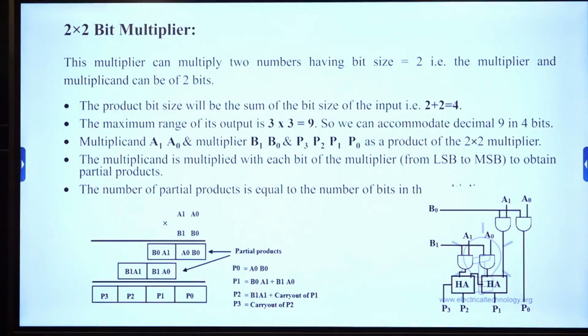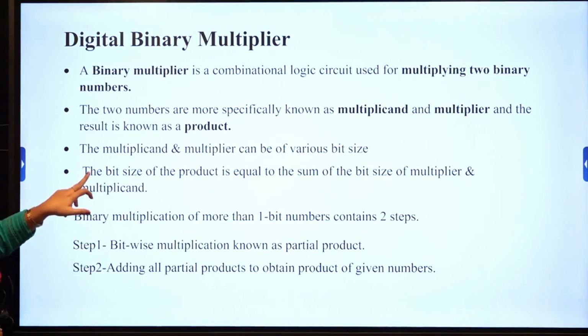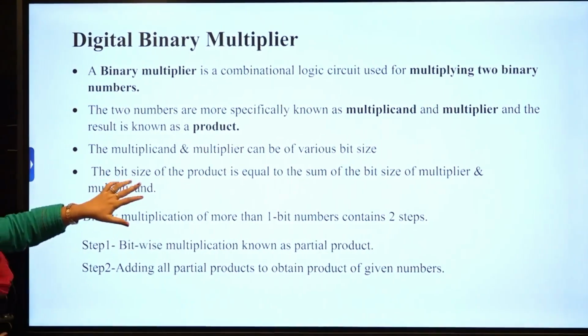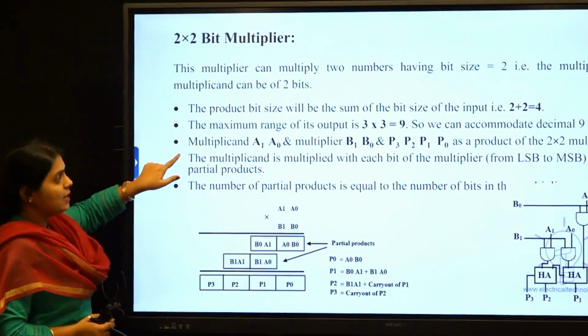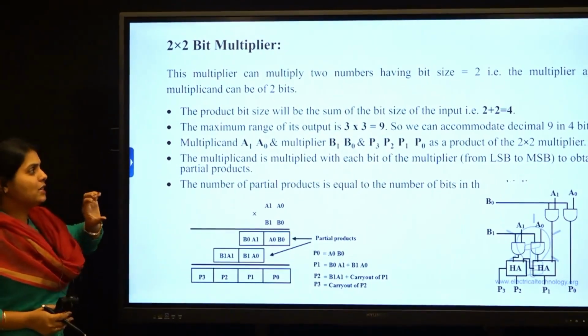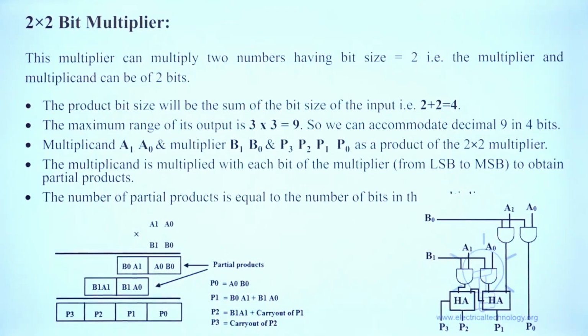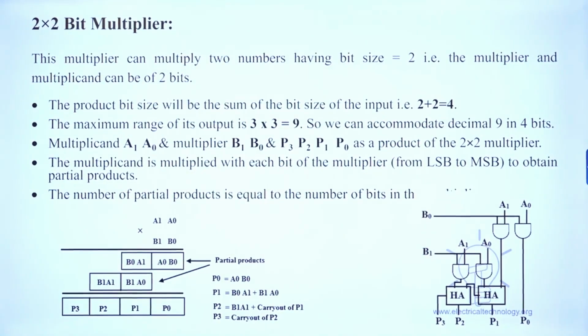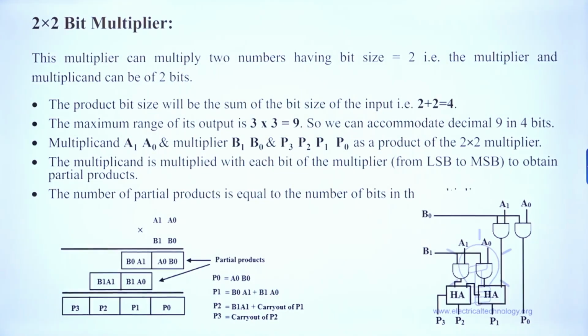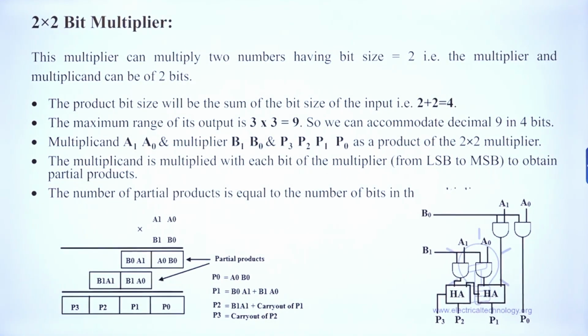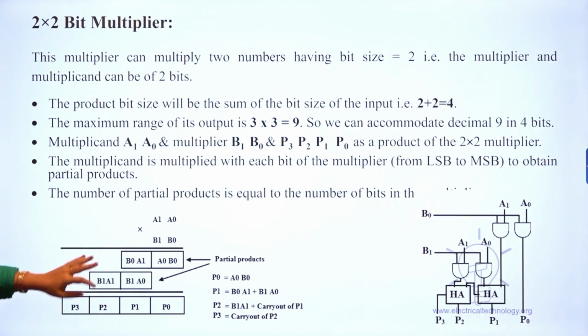or 2 by 2 bit multiplier. Now here we have to understand these two points. How do we decide the bit size of the product? The product bit size will be the sum of the bit sizes of the inputs. Here my input is 2 bits, so 2 plus 2 is equal to 4. So I'll have 4 product bits: P0, P1, P2, P3. Apart from that, the maximum range of its output would be 3 into 3, so we can accommodate decimal 9 in these 4 bits.